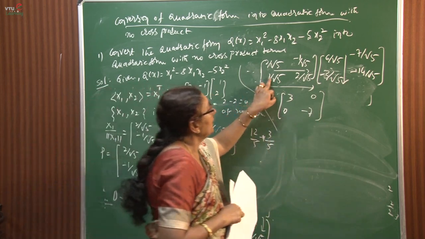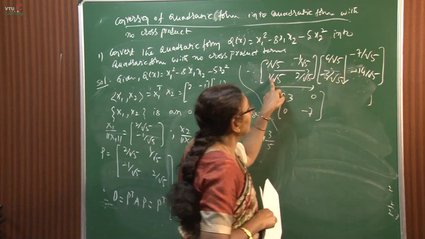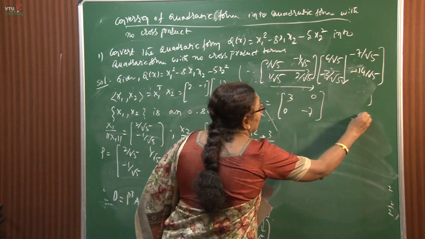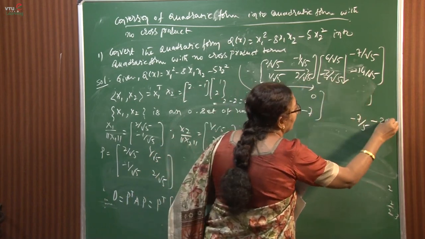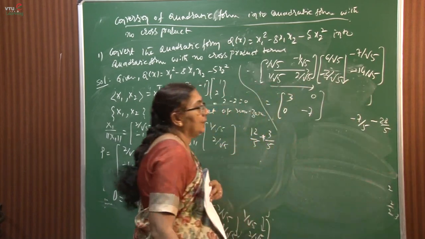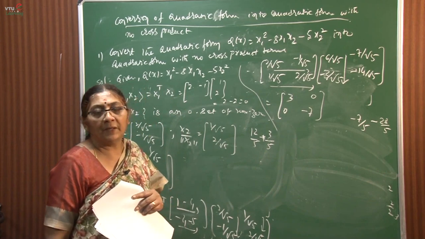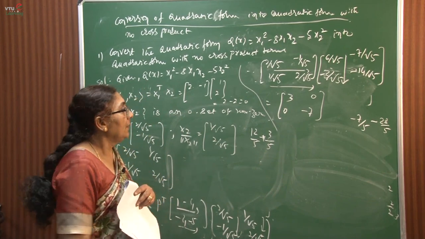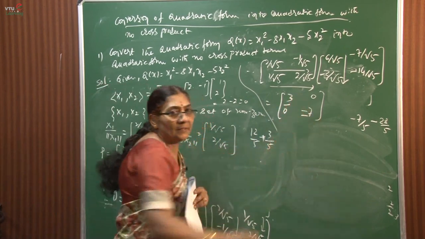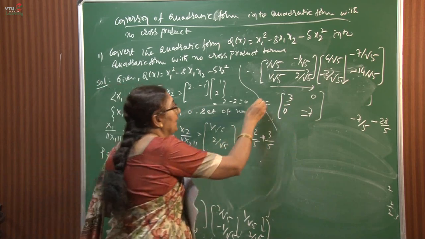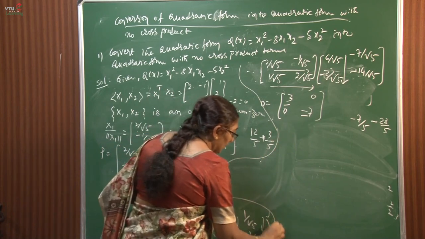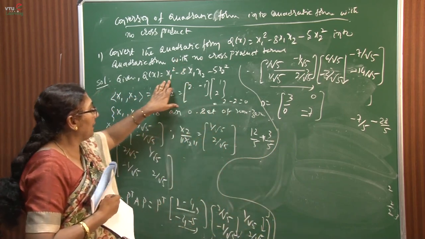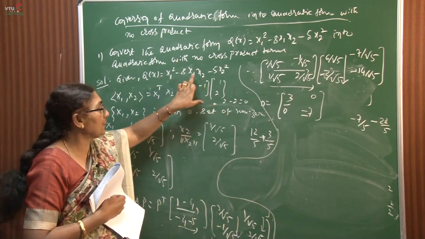Please try to understand from this to this. Minus 7 by 5, 14 2s are 28 by 5. We get 35 by 5, we get minus 7. Now, what are the eigenvalues? 3 and minus 7 only. Therefore, this is diagonalized.